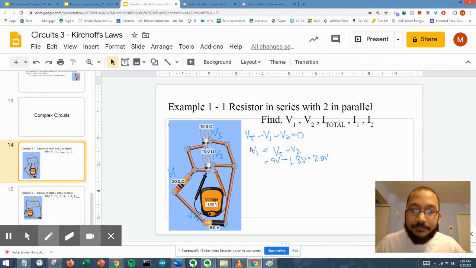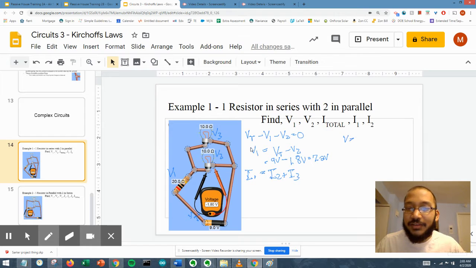Getting back to the current, applying the junction rule, I see that the current through resistor 1, I1, is what's going into this junction, and what's leaving is I2 and I3. So I1 is equal to I2 plus I3. Now, do I know what I1, I2, or I3 are? Not right now. How do I find it? Do you see it? Yeah, good idea.